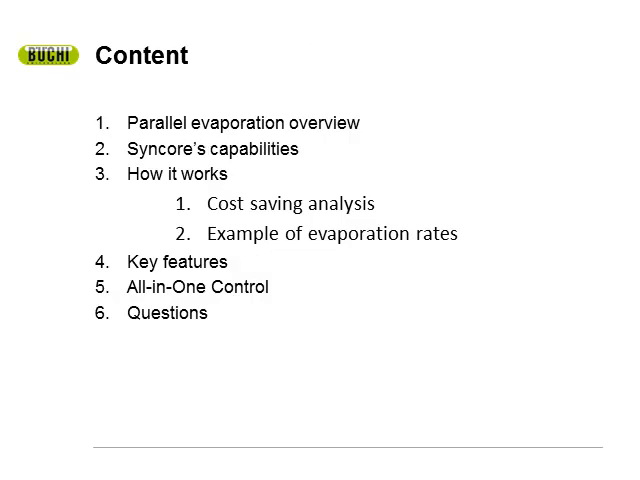So we're going to first start off with a quick overview of what parallel evaporation actually is. From there, we're going to go into the Syncore's capabilities. I'm going to explain how the Syncore works. From there, we'll go over a quick cost-saving analysis when using the Syncore, and I'm going to show you different examples of evaporation rates when the Syncore is used. After this, we'll get into the key features of the Syncore, and from there, we'll get into different components which are required to be used with the Syncore and how these components are considered all-in-one control components.